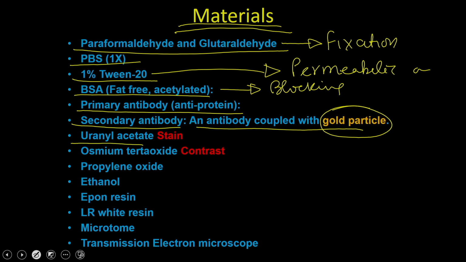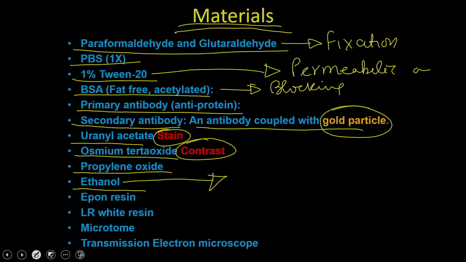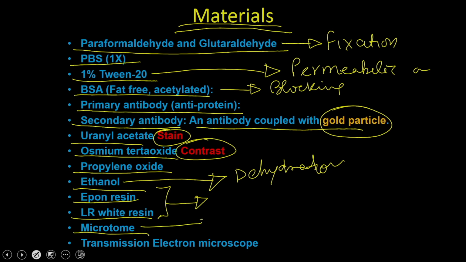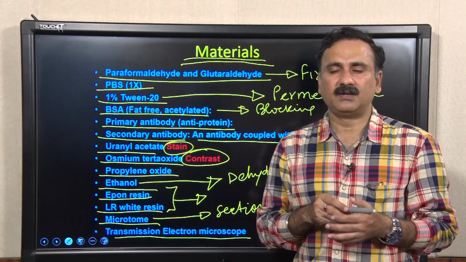You require uranyl acetate, which is going to be a stain. Then you require osmium tetroxide, which is going to be a contrast reagent. Then you require propylene oxide and ethanol, which are for the dehydration step. Then you require different types of resins like Epon resin or LR white resin, which are for the embedding. Then you require the microtome, which is for cutting the sections, and a transmission electron microscope, so that you will be able to illuminate and observe the objects.